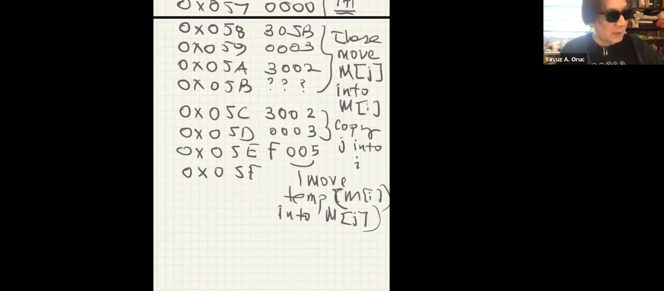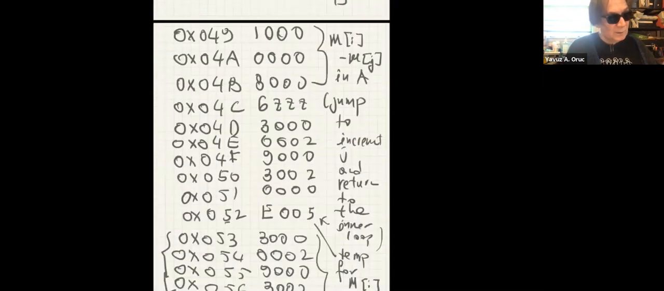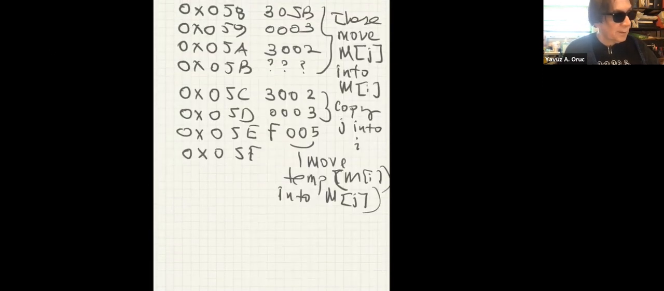And by the way, remember that place where we would jump to? Here I said jump somewhere. Jump to increment J and return. The triple Z would be this address. This is the triple Z address. Okay. And what do we do in this case? We increment J by 1. So let's go ahead and do that real quick.